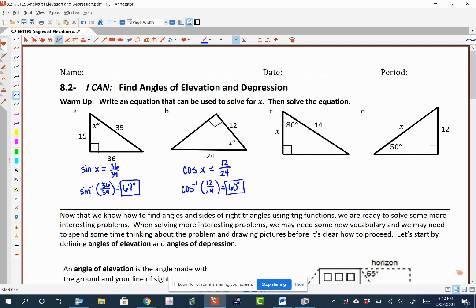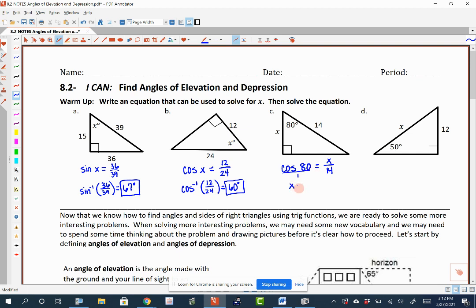Problem C. This time, x is a side. I know my angle. So what is the relationship I have? Well, if this is my angle, x is adjacent. I don't have an opposite, but I do have a hypotenuse. So I'm going to need to use cosine again. This time I do know my angle, and cosine is equal to adjacent over hypotenuse. So I'm going to need to do a little bit of cross multiplying.